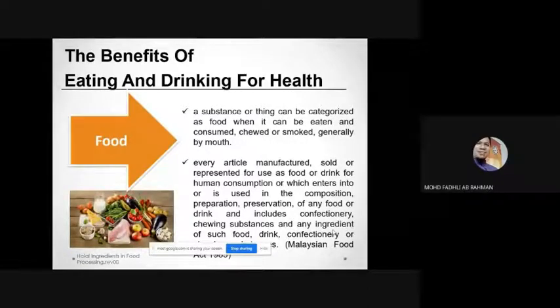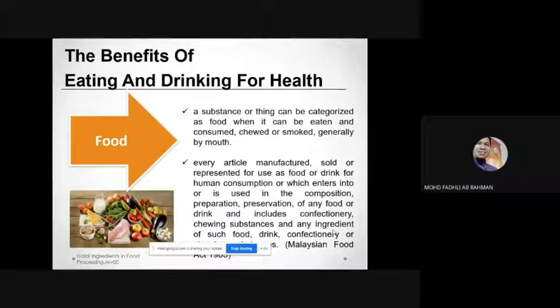So when we refer to the Malaysian Food Act 1983, this act defines food to include every article manufactured, sold or represented for use as food or drink for human consumption, or which enters into or is used in the composition, preparation, preservation of any food or drink, and includes confectionery, chewing substances, and any ingredient of such food, drink, confectionery or chewing substances. That is the definition of food according to the Malaysian Food Act 1983.